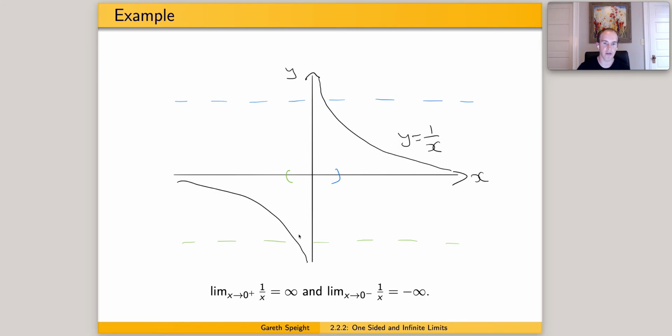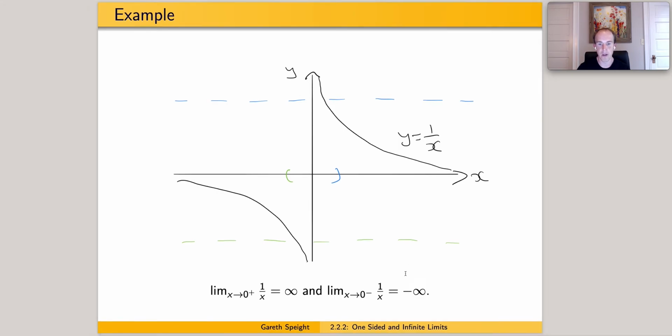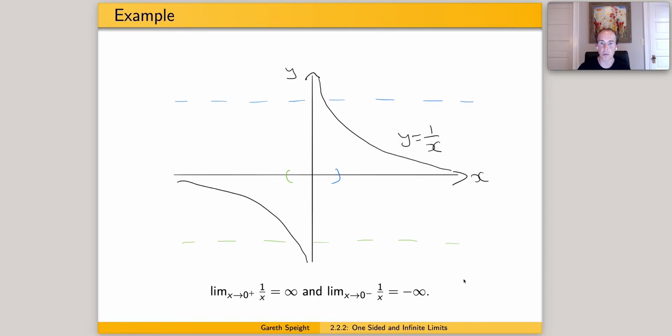Okay, and that's true, right? If I want to lie below this line, that works as long as I'm, say, this close to 0 and I'm on the left of 0. Okay, and two-sided wouldn't have worked because if I was on the right, I would have been up here. So for 1 over x, we really needed the one-sided limits to make any kind of sense of it.